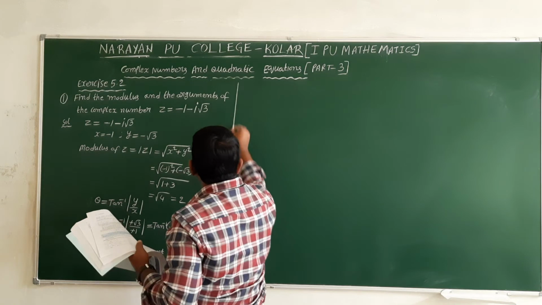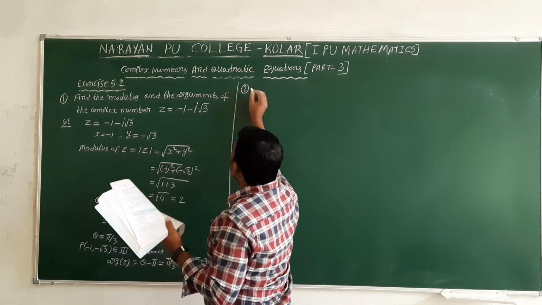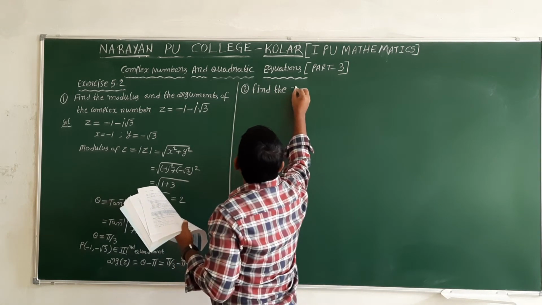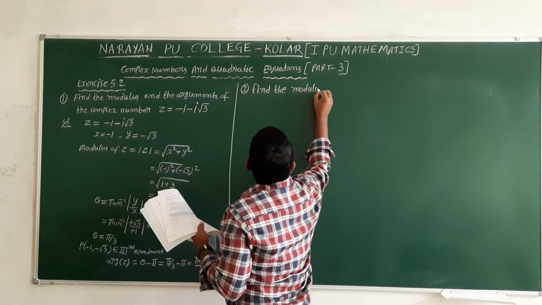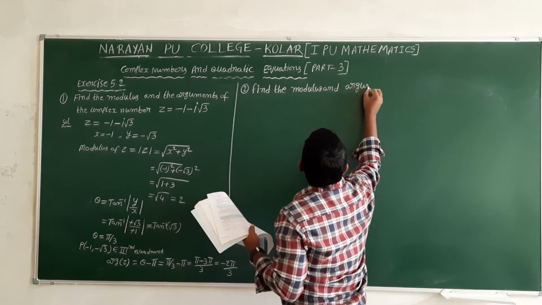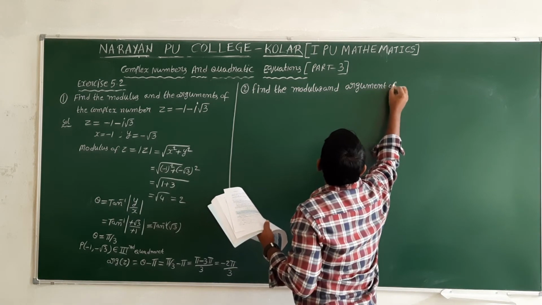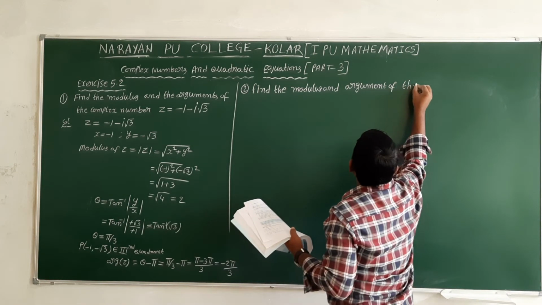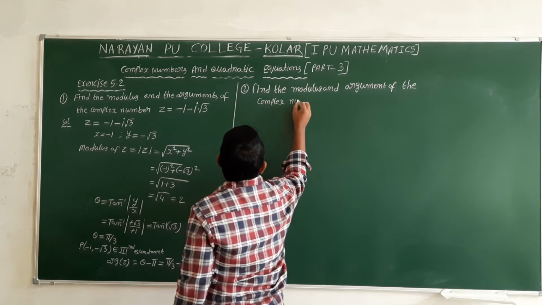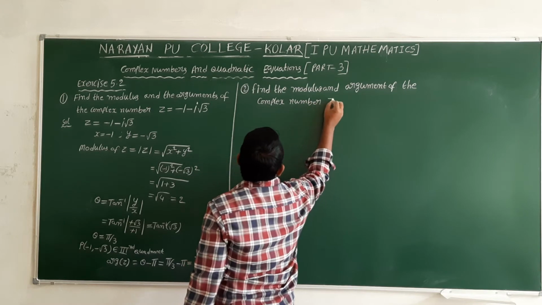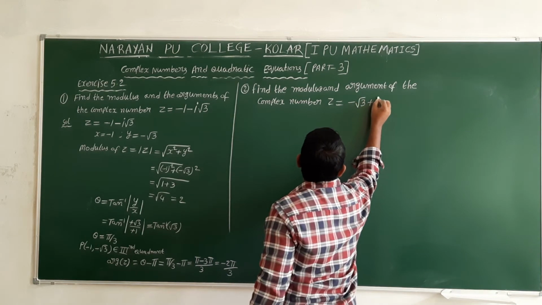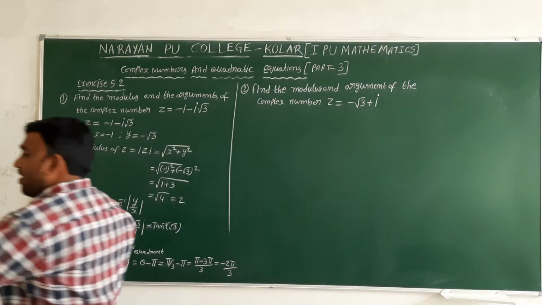The second one, find the modulus and argument of the complex number z equal to minus root 3 plus i. Minus root 3 plus i.